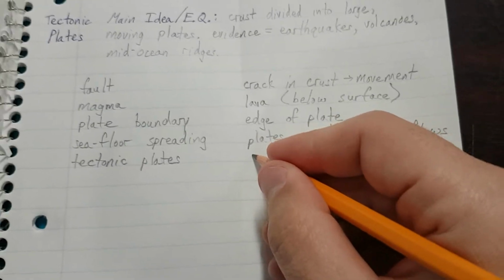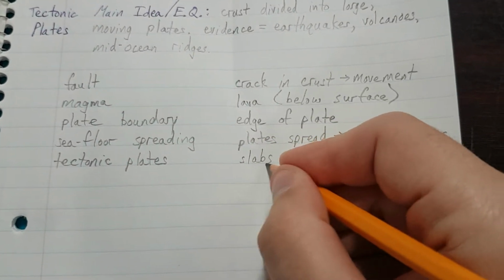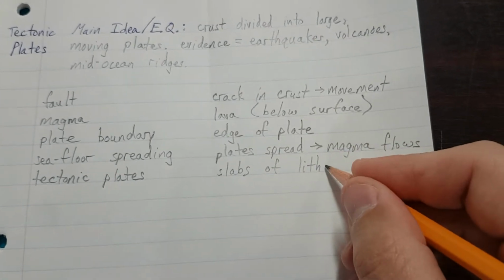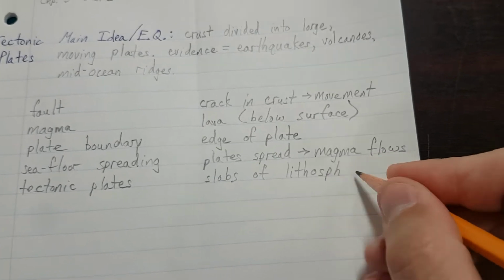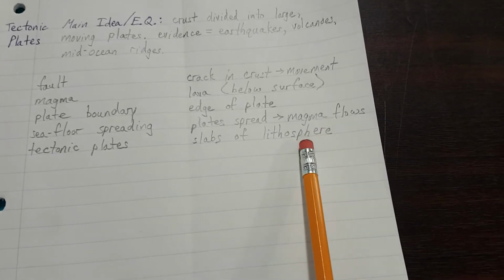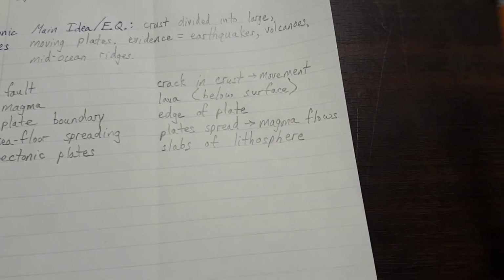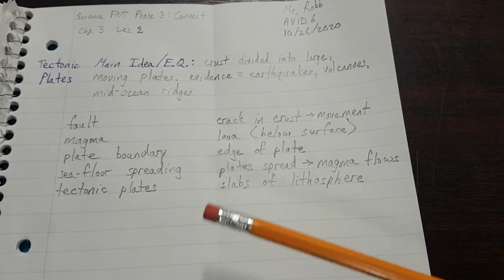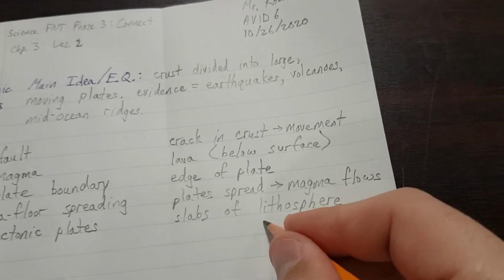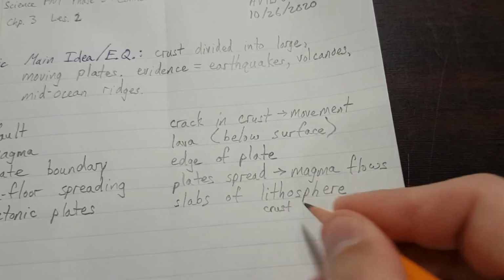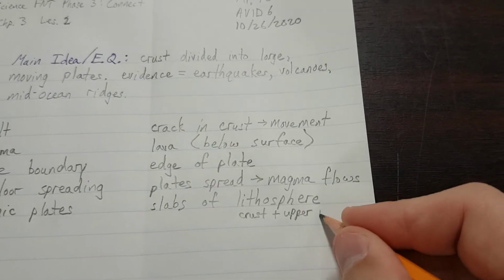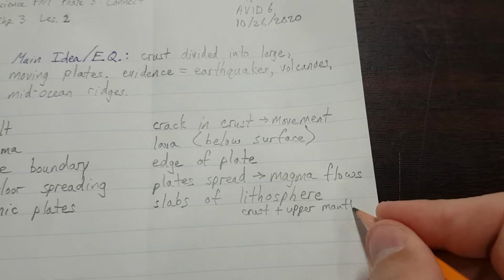Okay. Slabs, S-L-A-B-S, of, O-F, lithosphere, L-I-T-H-O-S-P-H-E-R-E. Now we remember from previous lessons that the lithosphere is the crust and the upper mantle. So it's like that thin outer layer of the Earth and a little bit more. So underneath the lithosphere, let's put crust, C-R-U-S-T, plus upper, U-P-P-E-R, mantle, M-A-N-T-L-E.